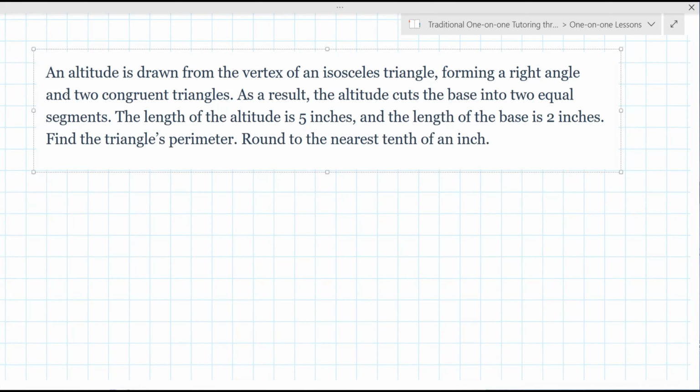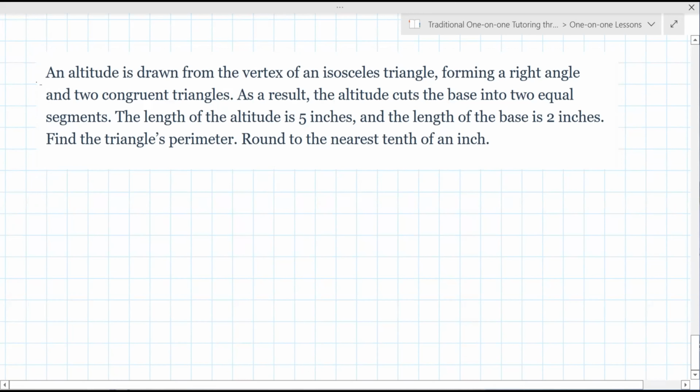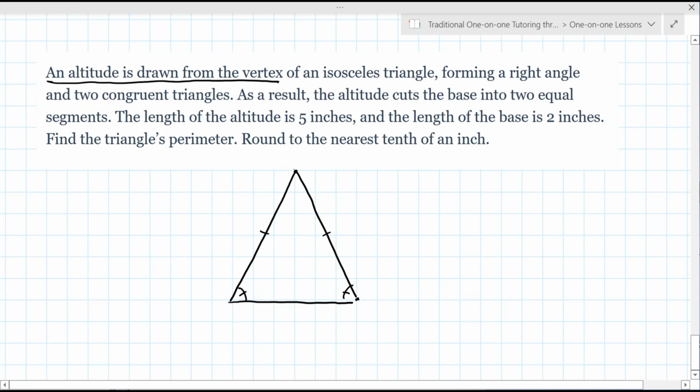So I'll help here. It says an altitude is drawn from the vertex of an isosceles triangle forming a right angle and 2 congruent triangles. So there's actually only one possibility for this, which is nice because as a student, you're always probably wondering, could my drawing look different than theirs? So this is an isosceles triangle. That means the sides are congruent, the base angles are congruent, and the altitude is drawn from the vertex, this top vertex, and it always meets at a 90 degree. Now, it just so happens that as a result of that, these are congruent.